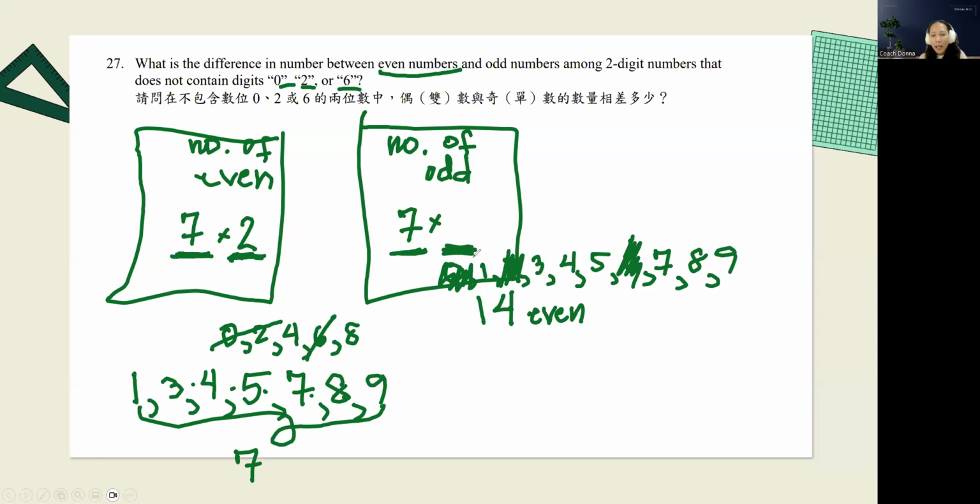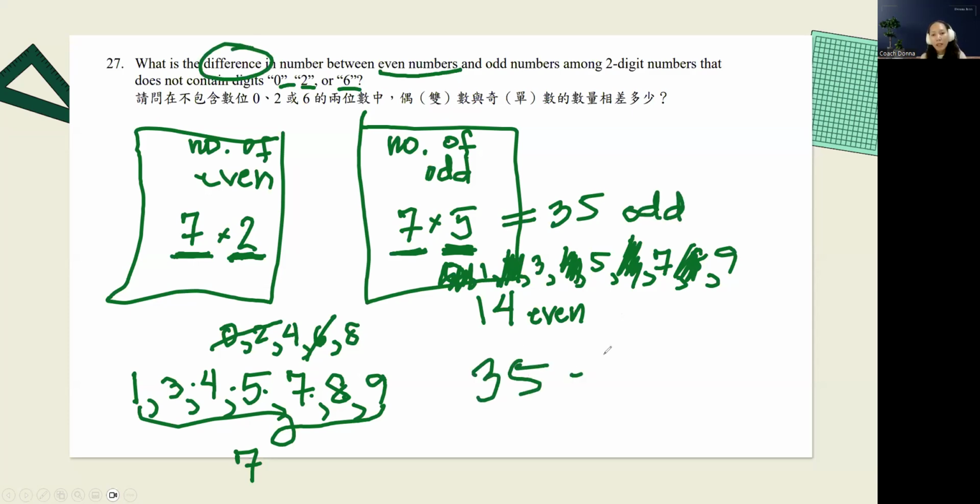Multiply it by the ones place. For it to be odd, you can only use odd numbers: 1, 3, 5, 7, and 9. So you can't use 4 and 8, and you only have 5 numbers. So 7 times 5 is 35 odds. The question is the difference between 35 and 14. 35 minus 14 is actually 21. So that is how we get our answer for this one.